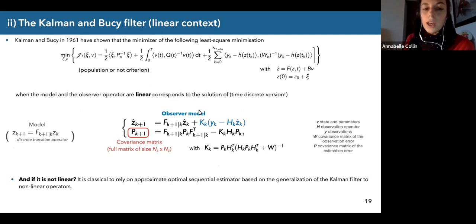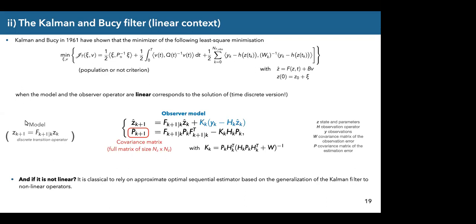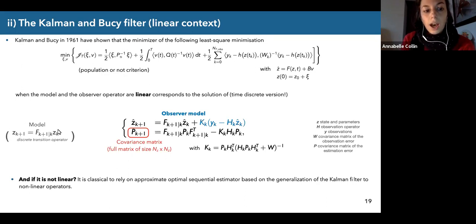So concerning the Kalman filter, I will explain it first in a linear context. If I consider a least square problem, just rewritten here, which can be in population or not, when the model and the observation operator are linear, the solution of this minimization system corresponds to the solution of the observer model, which is given here. So it's a time discrete version of the classical model. This is a solution of the dynamical model, sorry. And for the observer model, I will add a new term, which is presented here. As you can see, this is the observation, and this is a comparison between the observation and the solution of the models.